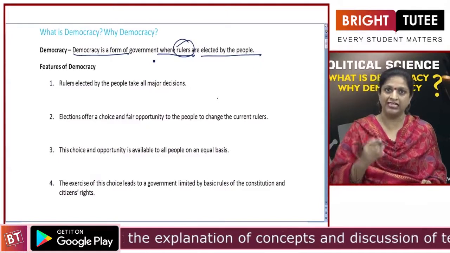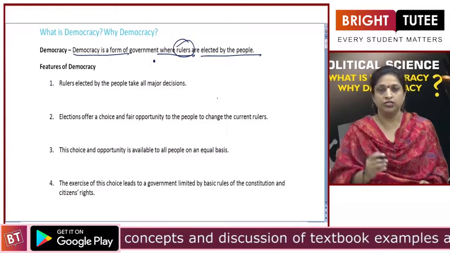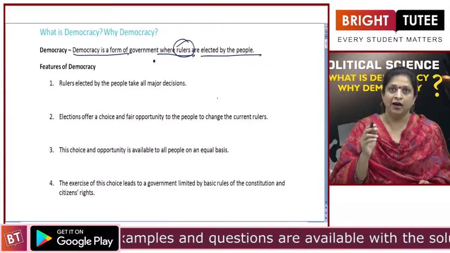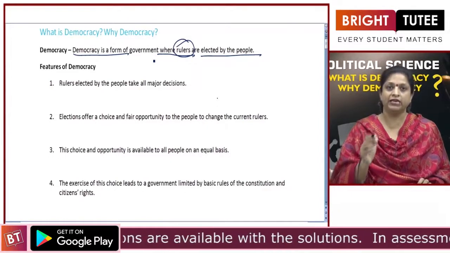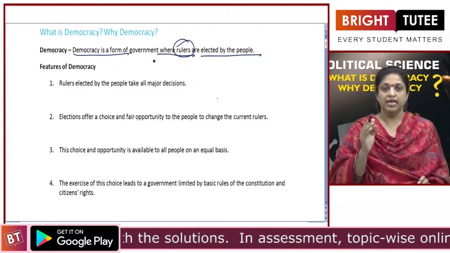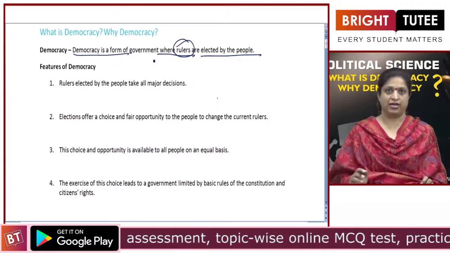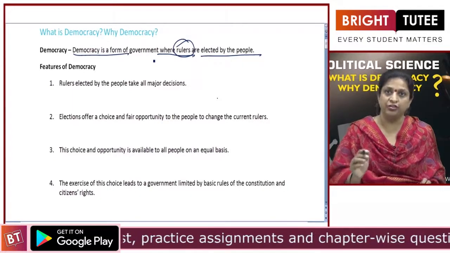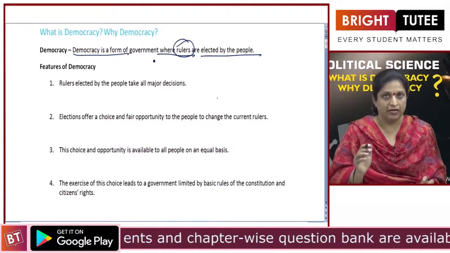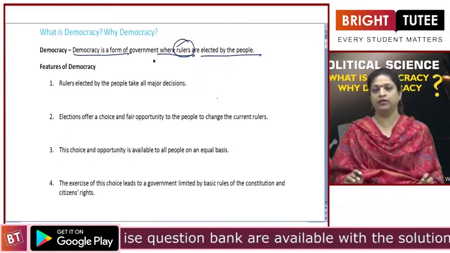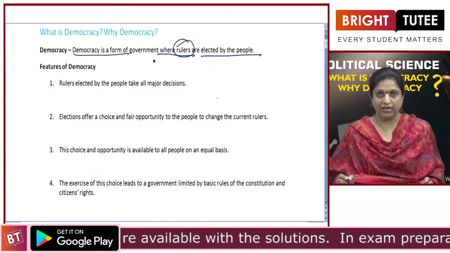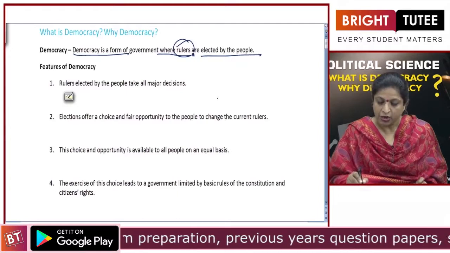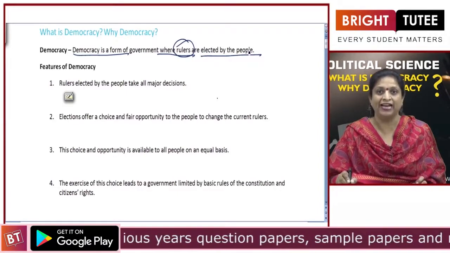In our country, India is the largest democratic country in the world. Children, when I use the words largest democratic country in the world, it means that India has the largest number of voters. People who are 18 years of age and above have the right to vote, and they are maximum in our country, and that is why we call India the largest democratic country in the world. So, democracy is a form of government where rulers are elected by the people.